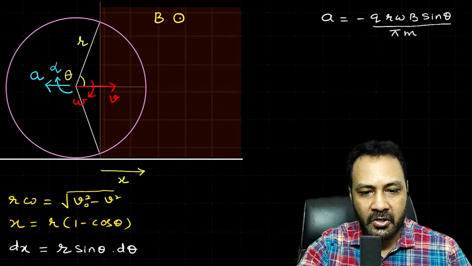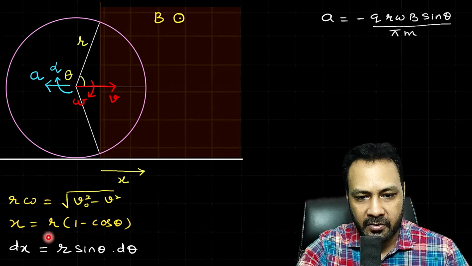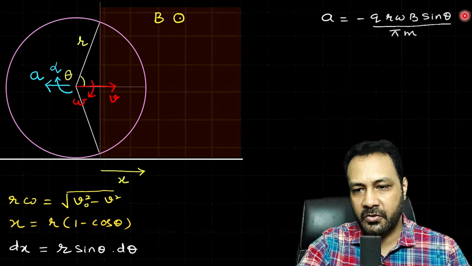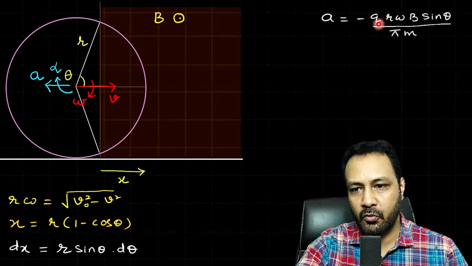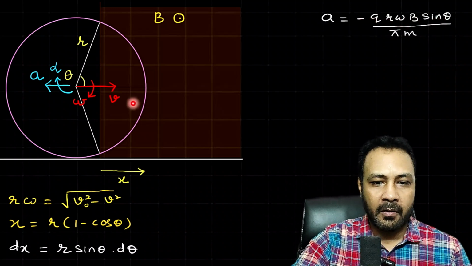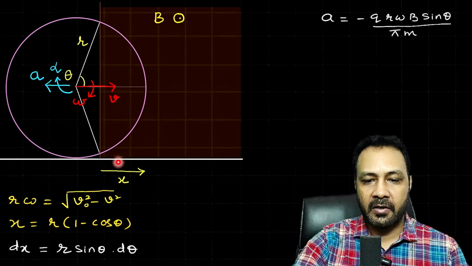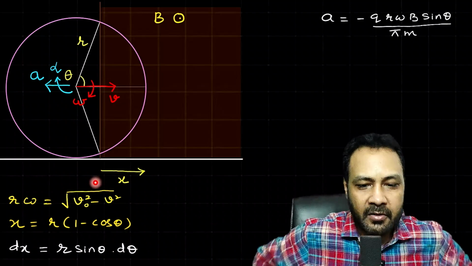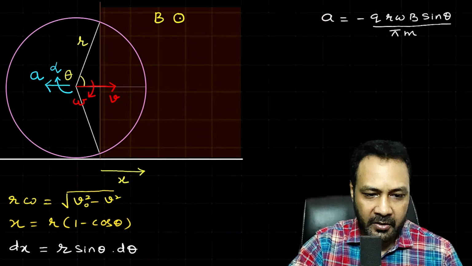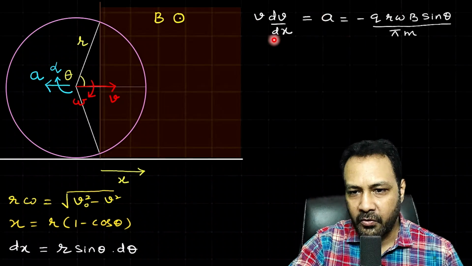I will be needing dx. From here if I write dx, that will be r sin theta d theta, and acceleration was this, a is equal to minus q r omega b sin theta by pi m. Velocity of the center of mass is v. It has displaced within the magnetic region at distance x. So I can write a is equal to v dv by dx.